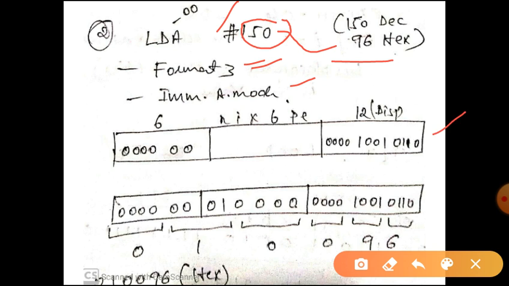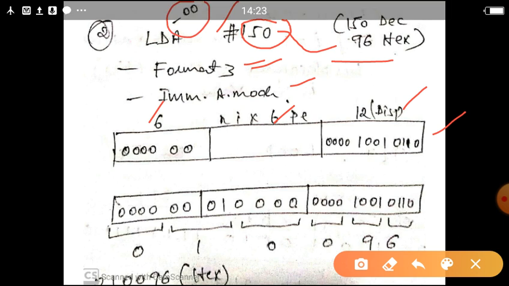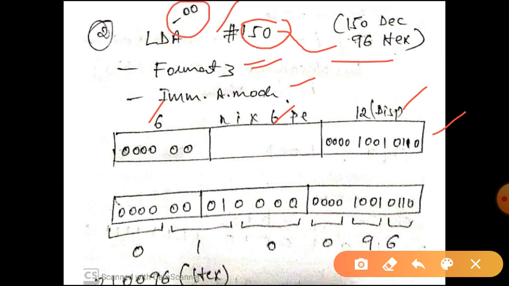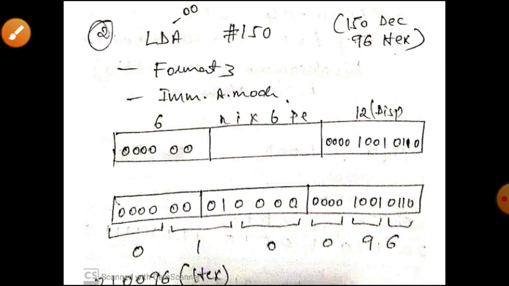What are the fields of format 3? 6-bit opcode, NIXBPE, and 12-bit displacement. In the 6-bit opcode, write down the given opcode. You will be provided this 00. How do you write it in binary? First 0, all 4 zeros. Each hexadecimal digit is represented using 4 bits. Next 0 you write as 00. Actually it is 4 zeros you have to write. Since in format 3 the last 2 bits are reserved for the flags, don't write them, leave it blank.